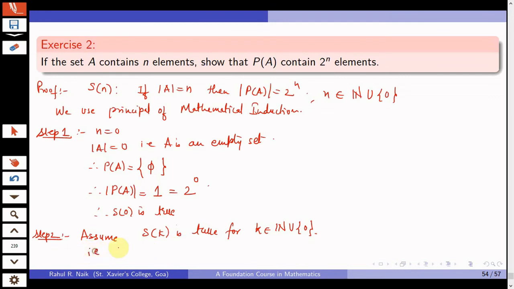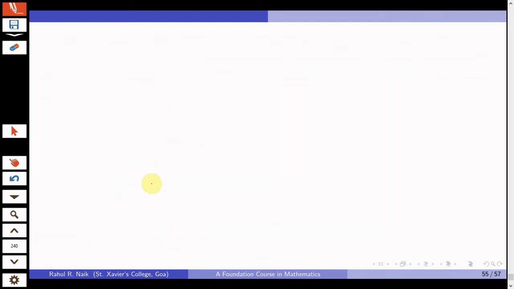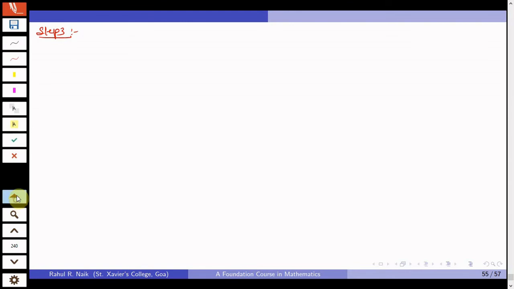So, that is same as saying what would be S of k. That is, if cardinality of A is equal to k, then the cardinality of P of A will be the same as 2 raised to k. And so using this we would show that S of k plus 1 is true. So step 3, you show that S of k plus 1 is true.